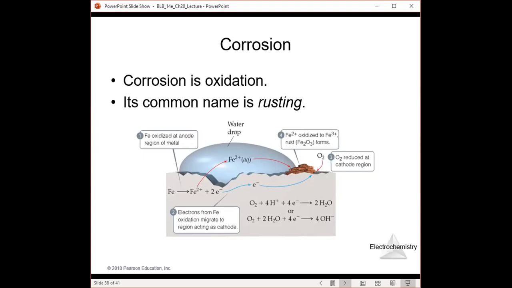Corrosion. Corrosion is oxidation, and it is commonly known as rusting. So this is iron oxide. Another area that I did research on is rust. And I know people are like, why in the world do you want to do research on rust? Well, come to find out that rust, even though it looks bad, is still magnetic.